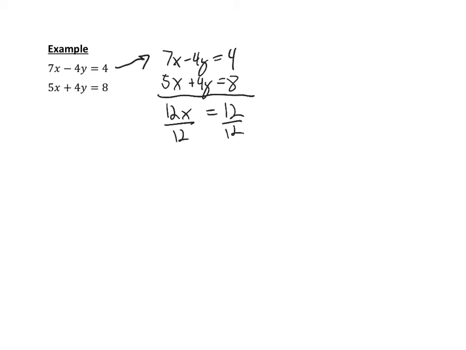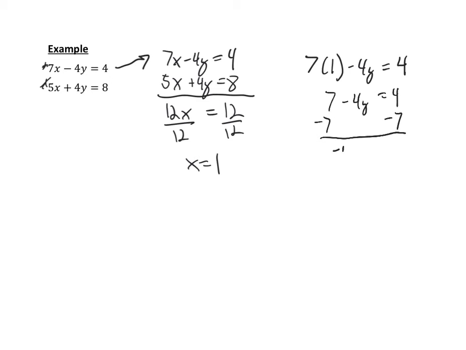Dividing both sides by 12, we get x equals 1. We can now take that 1 and plug it into either one of our original equations. So let's say we pick the first one. Now we'd have 7 times 1 minus 4y equals 4. 7 minus 4y equals 4. When we do 7 times 1, so we subtract 7 over. Negative 4y equals negative 3.